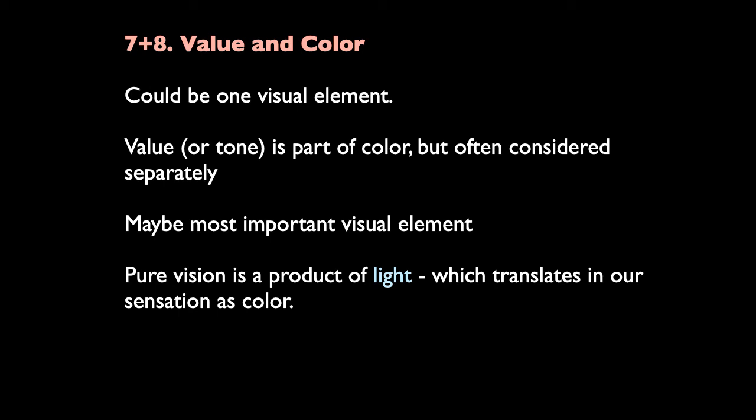So this gets a little confusing, but hang with me. Number 7 and 8 are value and color. And I'm including these together in one slide because these could really be considered one visual element. But often in our culture, they're separated out into two for a couple of specific reasons that we'll talk about. But value, sometimes called tone, is part of color, but is often considered separately. This is the lightness and darkness of your visual experience. So regardless of what color it is, how light or dark it is is your perception of value.